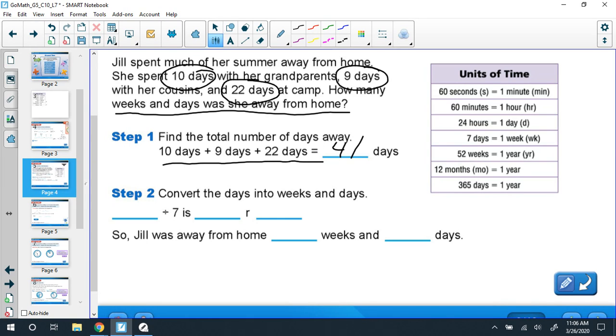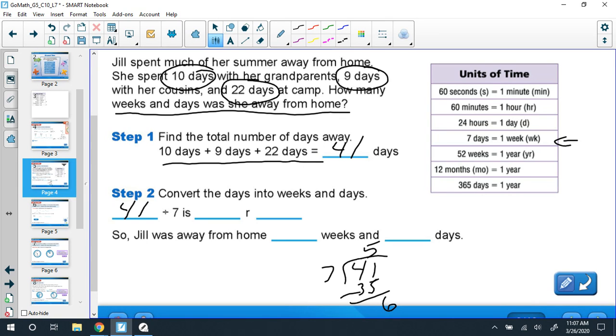Now, if we want to convert days into weeks, I'm going to come over here. I'm going to look at my chart, and I see that there are 7 days in 1 week. I also know that days are smaller units of measurement than weeks. So I need to divide 41 by 7. So I'm going to do that right down here, and 41 divided by 7. 7 is going to go in 5 times, and that's 35. And that leaves me with a remainder of 6 days.